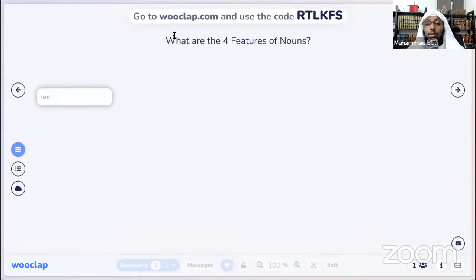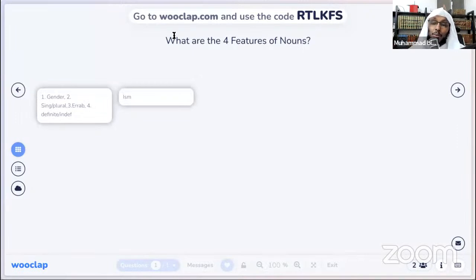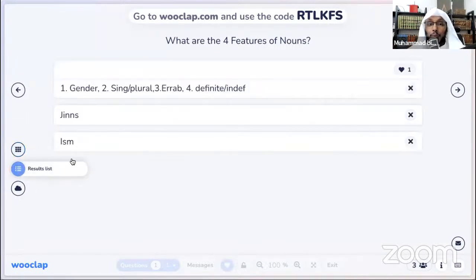Ism. No, ism means noun. Barakallah fiqh. What are the 4 features of asma? Now, basically, every noun has to tick one of 4 boxes. It's actually 5, to be honest, but the 5th one we'll talk about later. But the 4 main ones. Okay? So whatever noun you come across, it's going to have 4 attributes, 4 features, 4 boxes that it's going to tick.